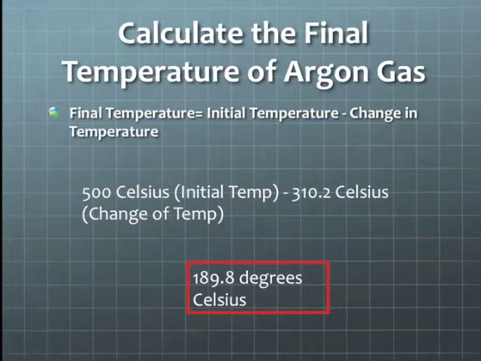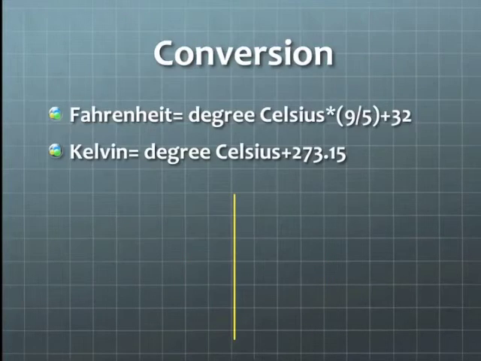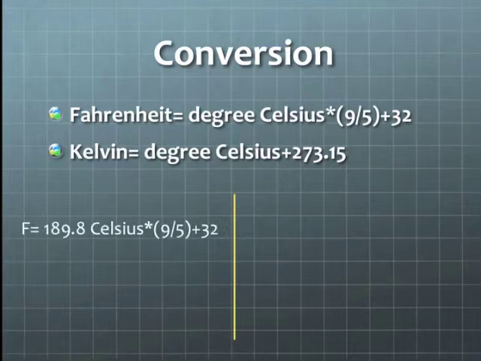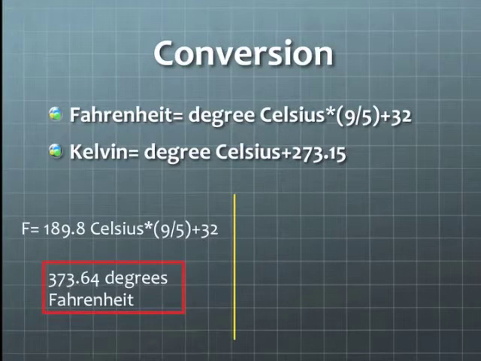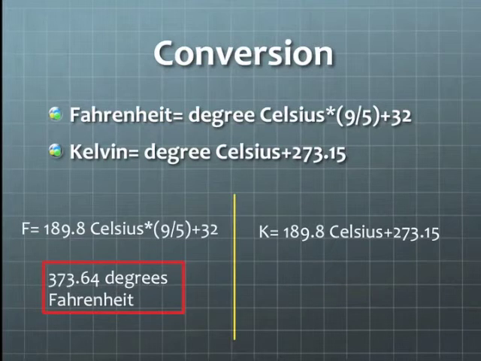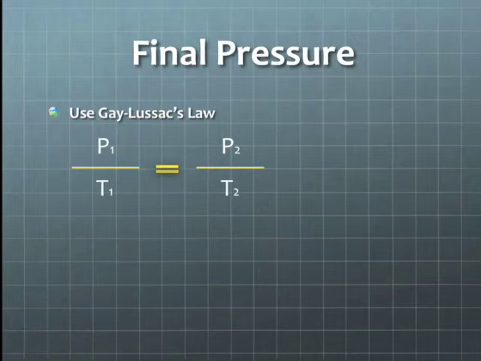And since this problem also requires a conversion of that temperature into Fahrenheit and Kelvin, we used the previous formulas in the last problem for conversion. I got 373.64 degrees Fahrenheit and 462.95 Kelvin. So lastly, we calculate the final pressure of the argon gas.